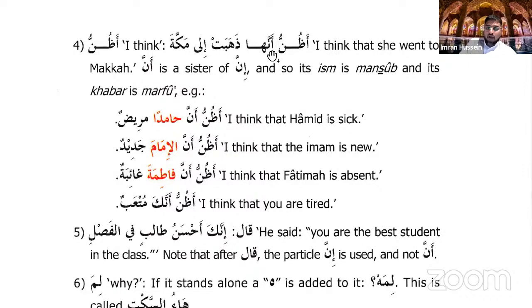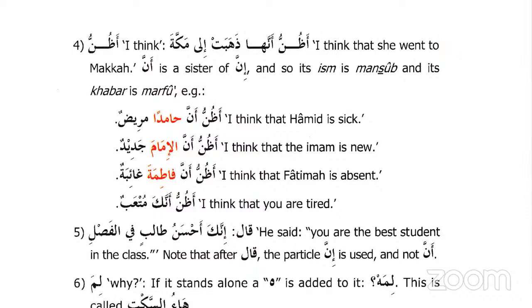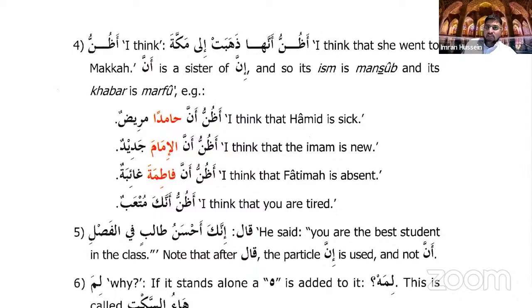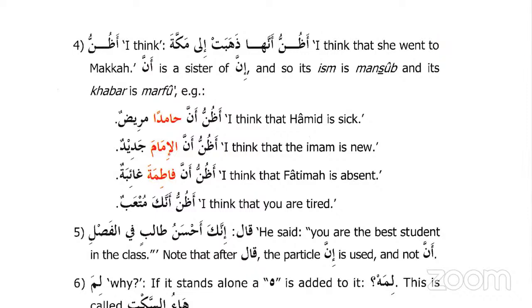And as you remember, whenever anna comes, in what type of sentence does anna act? When anna comes, it enters into a jumla ismiya, a sentence of mubtada and khabar. So ha is the ism of anna, dhahabat ila makkata is the khabar of anna. So this is the sentence.